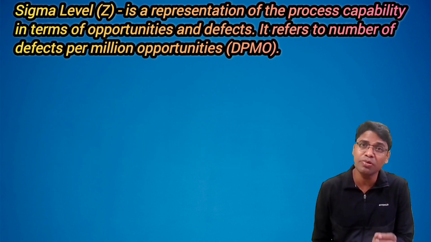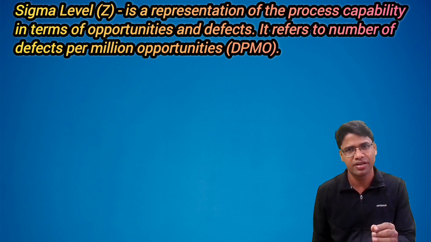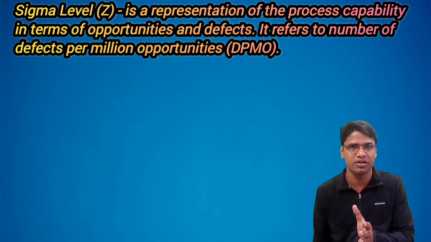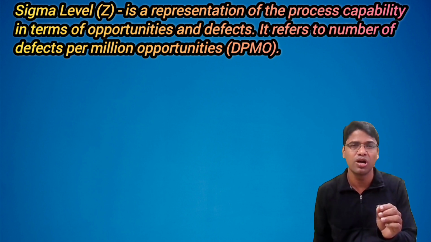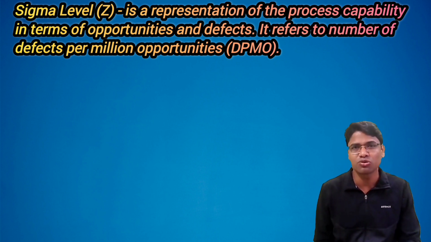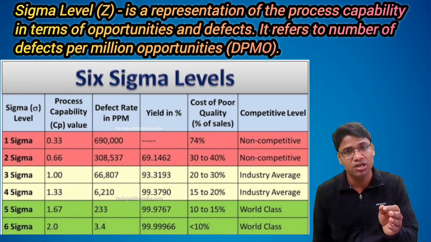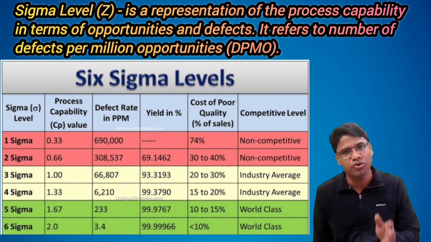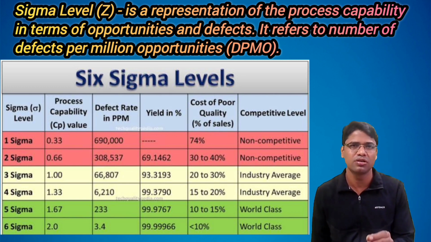Sigma level is a representation of process capability in terms of opportunity and defect. It means sigma level can be defined in terms of opportunity and defect. Sigma level refers to the number of defects per million opportunities, which is called DPMO. Higher sigma level means a low number of defects. If your process has a 1 sigma level, it means your process has 691,462 defects per million opportunities.